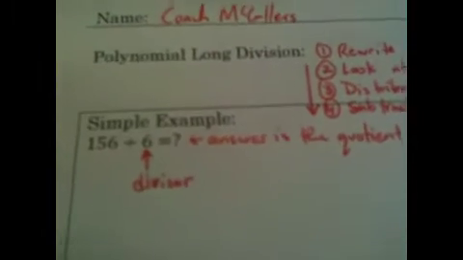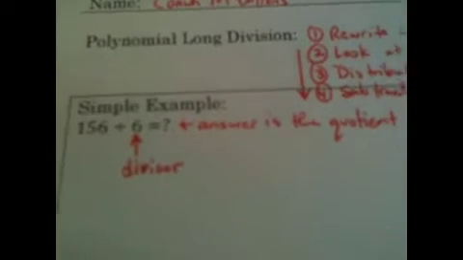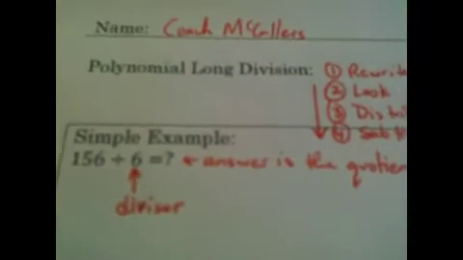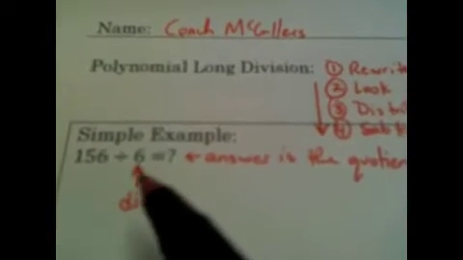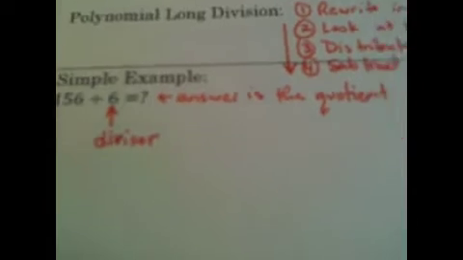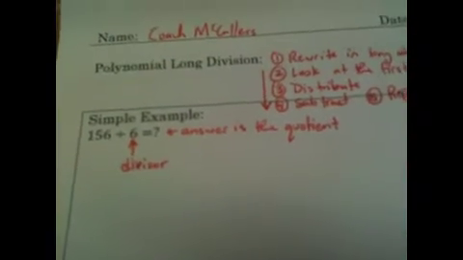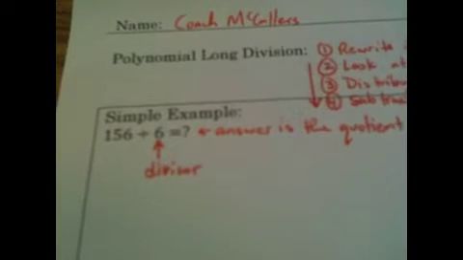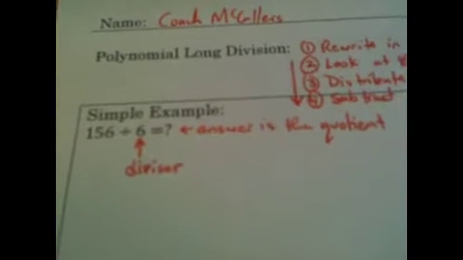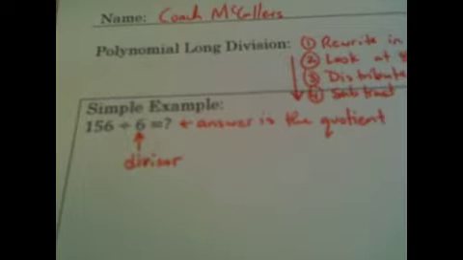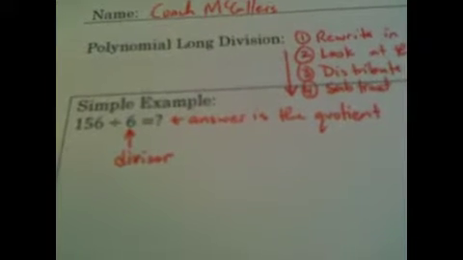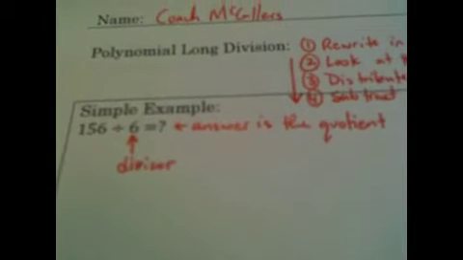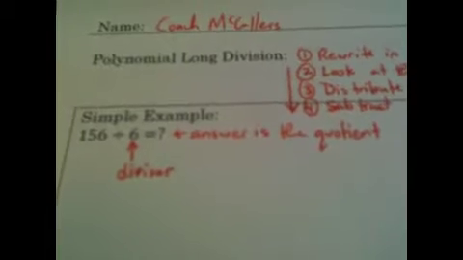Let's go back and look at an old problem here. Let's say we have the example of 156 divided by 6. This 6, the one we're dividing by, is called the divisor. The divisor is the number that you're dividing by. In this case, we're going to have polynomials as our divisor. The answer that you get is called the quotient, and sometimes the quotient will have a remainder. So the quotient is the answer that you get out.